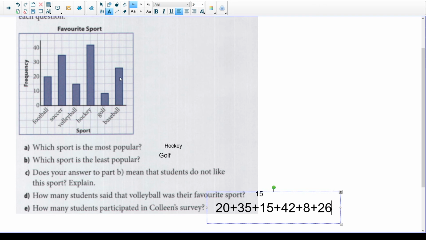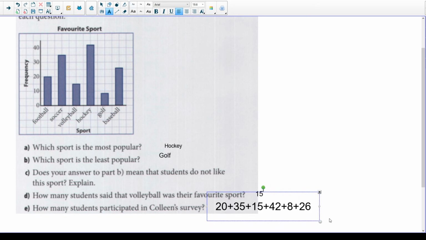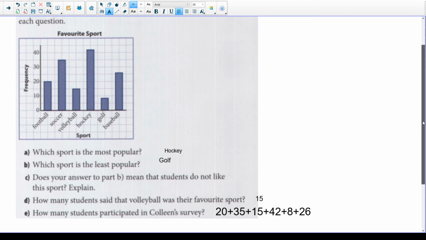And estimation, I mean, everybody should get something close to that. So as long as it's within that range, I'd be okay with that. And then you just add all of those up, which I'm going to let you do. It's not difficult to do. Just take a calculator and add those up. You might actually be able to even do this in your head. So that would be how many students participated.